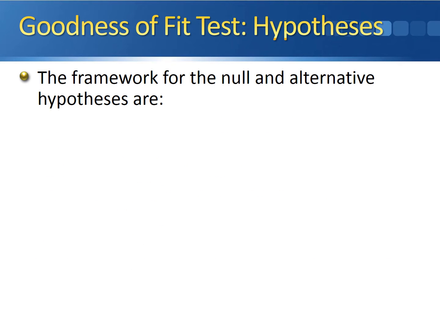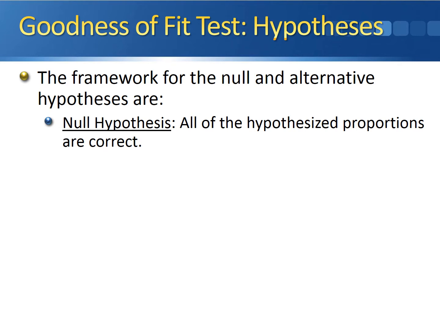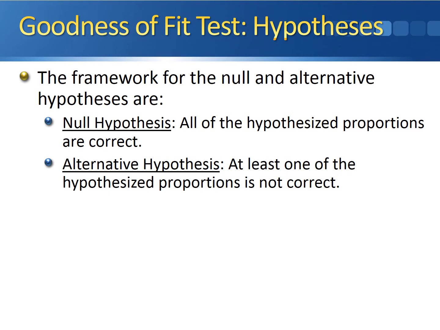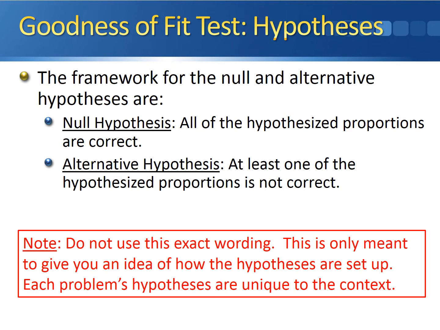The goodness of fit test has a framework for the null and alternative hypotheses. They're not actually going to be set up exactly as what you see on the screen here. We have to adjust it based on the variable that we're working with. But in a nutshell, the null hypothesis reflects the fact that all of the hypothesized proportions are correct, while the alternative hypothesis reflects the idea that at least one of the hypothesized proportions is not correct. And again, don't use this exact wording. It's only meant to give you an idea of how the hypotheses are set up. Each problem's hypotheses are going to be unique to the context of the problem.